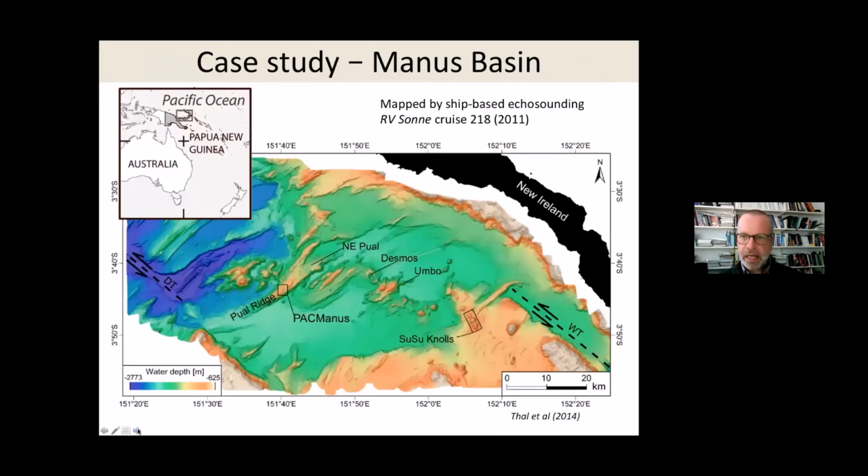So I have a few slides left about the case study. I'll do it very quick, and then I may skip some of the last two. But this is the area of the case study in the Bismarck Sea. This is the Manus Basin, and we will be quickly going to this volcano here, North Su, which is part of the Suzette-Su system, and then we have another quick look here at the Manus system on the Pual Ridge.